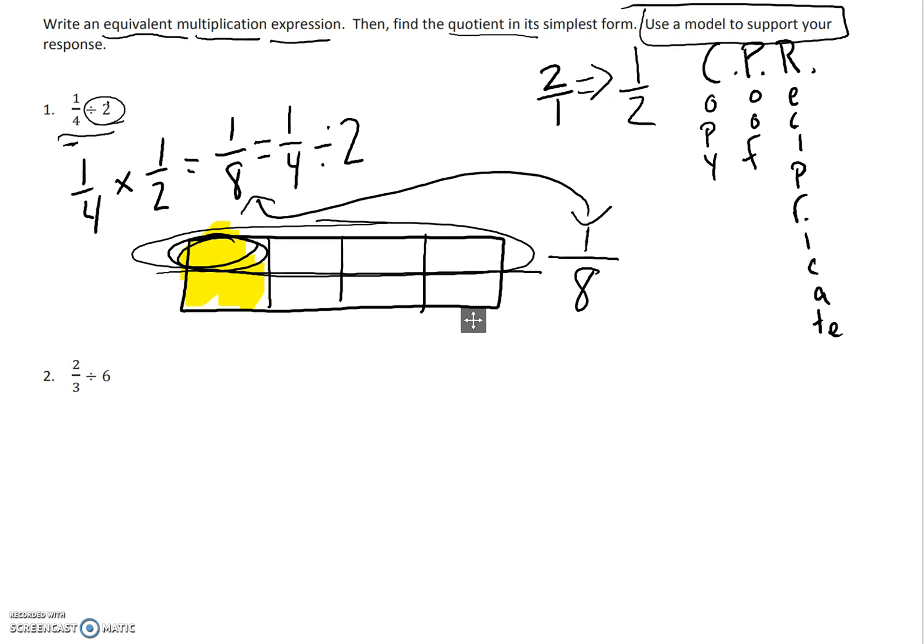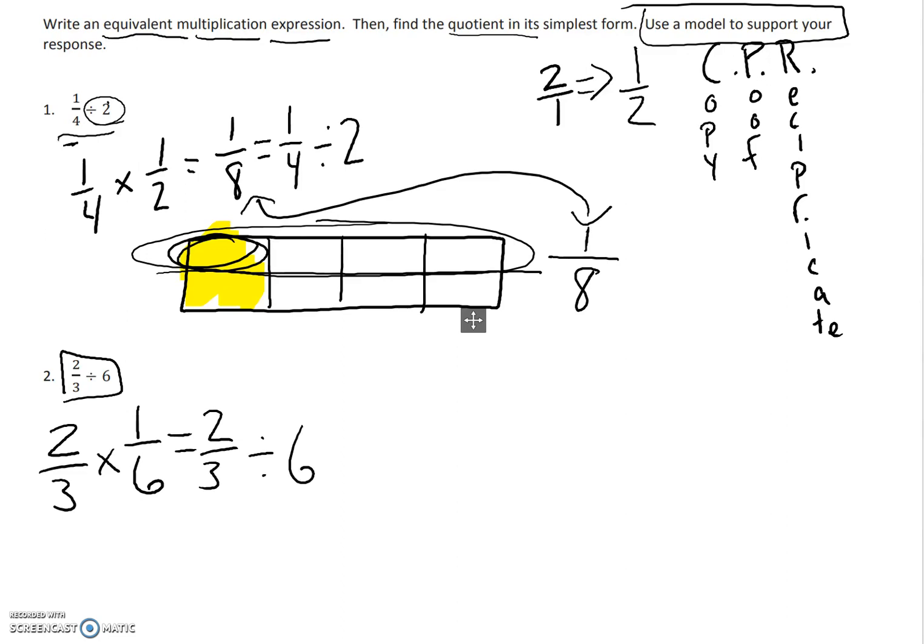All right, let's head down to this bottom one. So here I have 2/3. I need to start with an equivalent multiplication expression. So 2/3 times my reciprocal, 1/6. Then find the quotient in its simplest form. Remember, this is the exact same thing as my quotient, my division problem. We proved this in class that they're the same. So now let's use this multiplication sentence to figure it out.